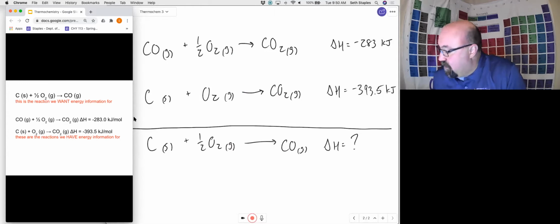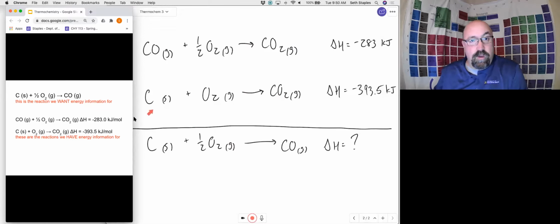So we see that we need carbon over here in our reactant side. And so we look in our given equations. Carbon's nowhere here, but we do have carbon in our second equation, and it's in the reactant side. So that's good. That's one of the things that we're looking for.